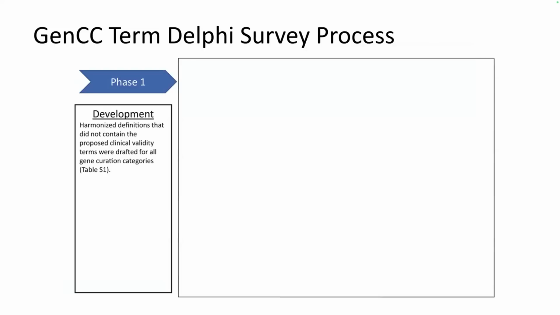So we performed a Delphi survey, and this process had multiple phases. The first part we had to do for this survey was to harmonize definitions. We all needed to agree that we were talking about the same thing. So we wrote definitions for the strength of gene disease relationships in monogenic highly penetrant disease. And we needed to make sure that these didn't contain any of the proposed terms that we were going to survey the community about for the names of all of these buckets.